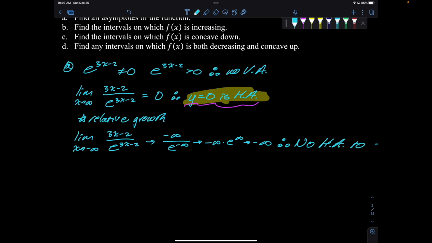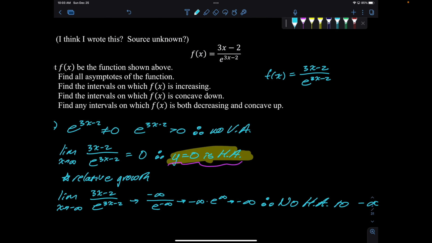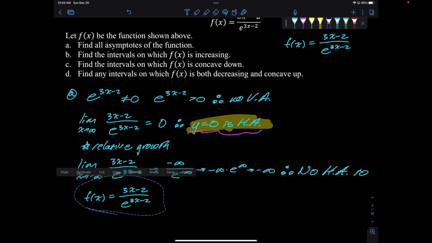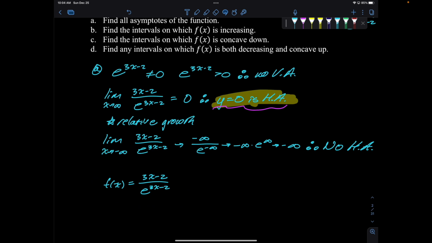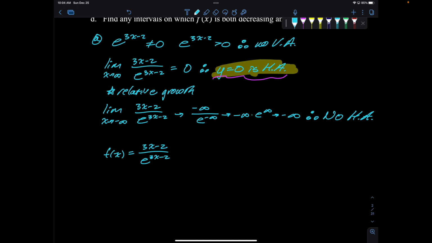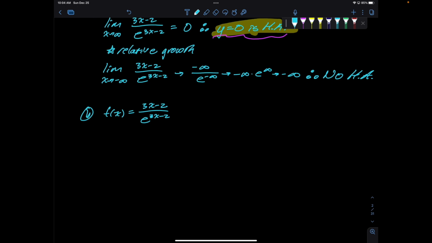That's okay. Next up, find the intervals on which f of x is increasing. So increasing, you have to immediately think to yourself, I don't remember if I copied that. I like to duplicate. I know it's weird. I just enjoy dragging things around. As soon as you see increasing, decreasing, you think first derivative. Concave up, concave down, you have to think second derivative. So for b, we're going to find f prime of x. Let's go. Quotient rule. Bottom, e to the 3x minus 2, derivative of the top, minus top, 3x minus 2. Use your parentheses. You will make far fewer mistakes.